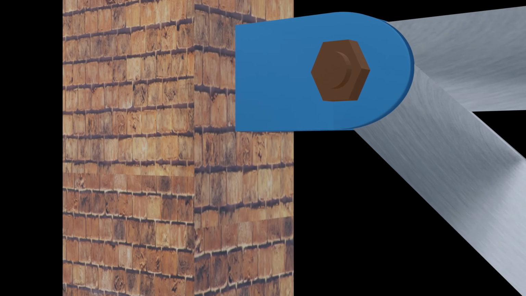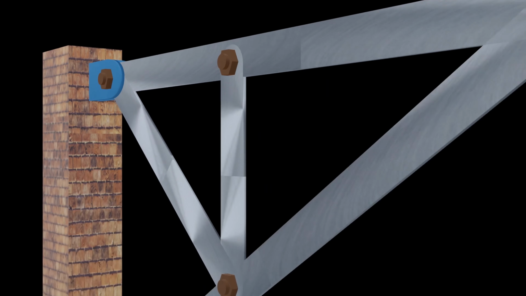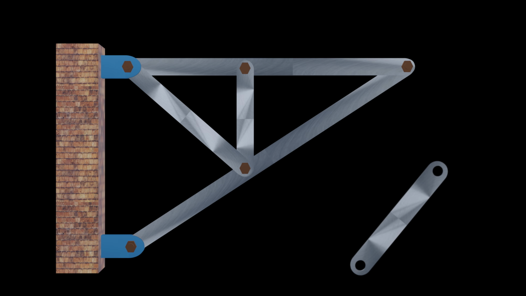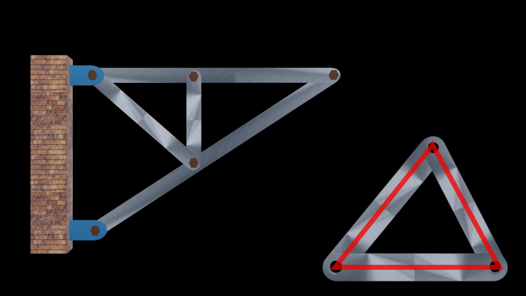A truss is a lightweight, rigid structure made up of straight members connected at joints. They're entirely built from triangles. Because triangles have the strongest geometric shape, they distribute forces evenly, preventing bending.